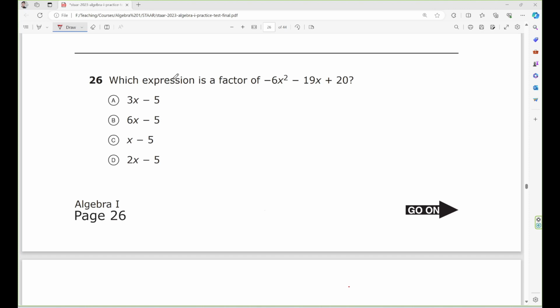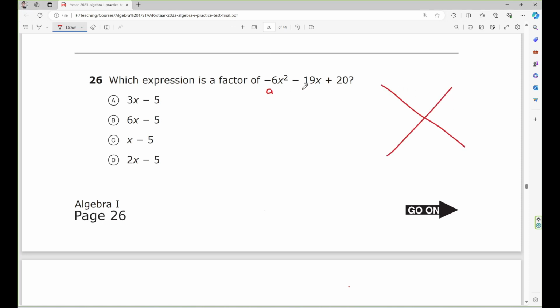Which expression is a factor of negative 6s squared minus 19s plus 20? You have two different ways to solve this problem. You either take this one and divide by each of these, which takes longer. The second way, you just factor this expression. I chose the second way.